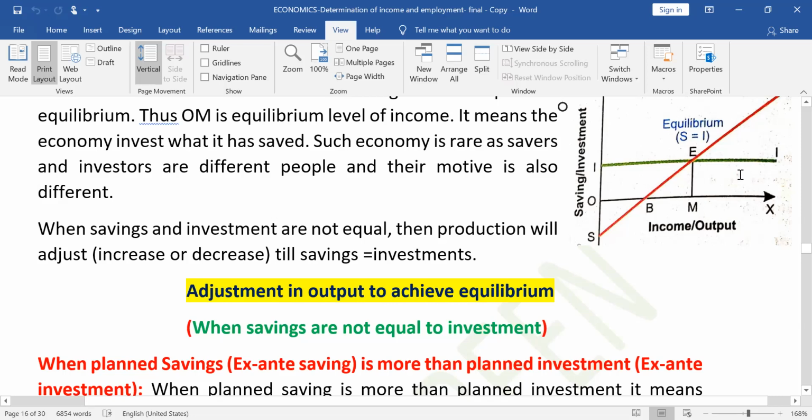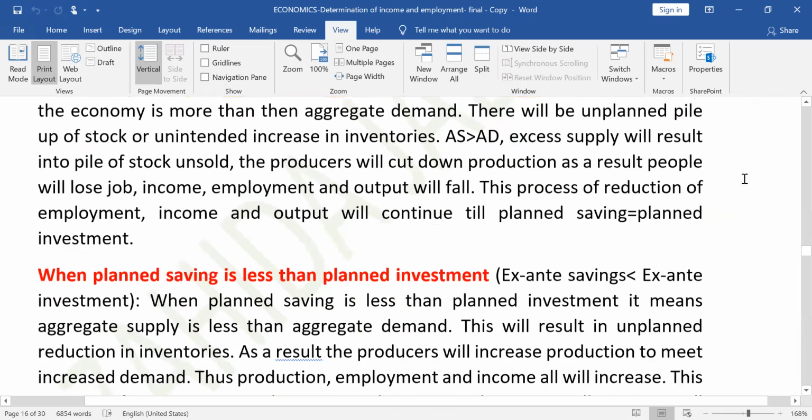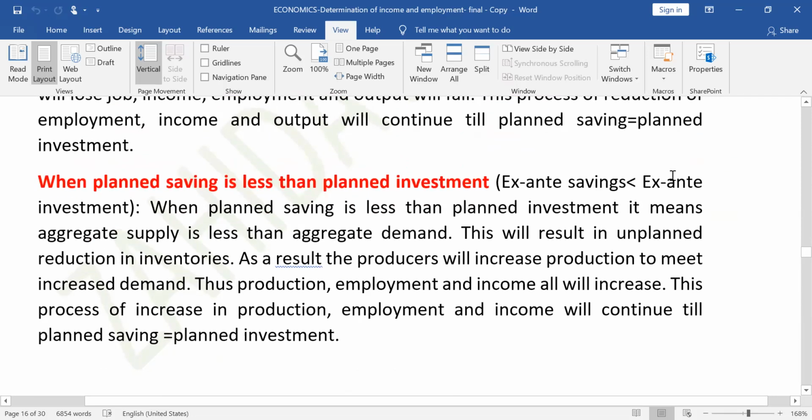The other way to see this is in the explanation here. When planned saving, that is ex ante saving, is less than ex ante investment, it means that aggregate supply is less and aggregate demand is more. This will result in an unplanned reduction in inventory, meaning all the goods will be sold. As a result, the producer will increase production to meet the increased demand. Thus, production, employment, and income will all increase, and this process will continue till planned saving is equal to planned investment.